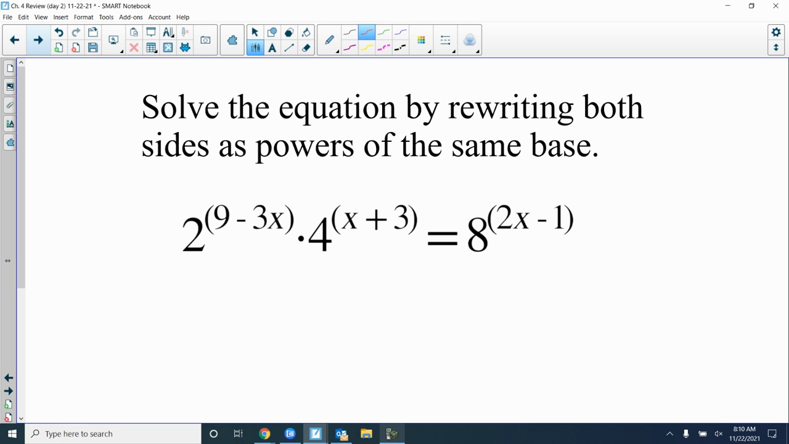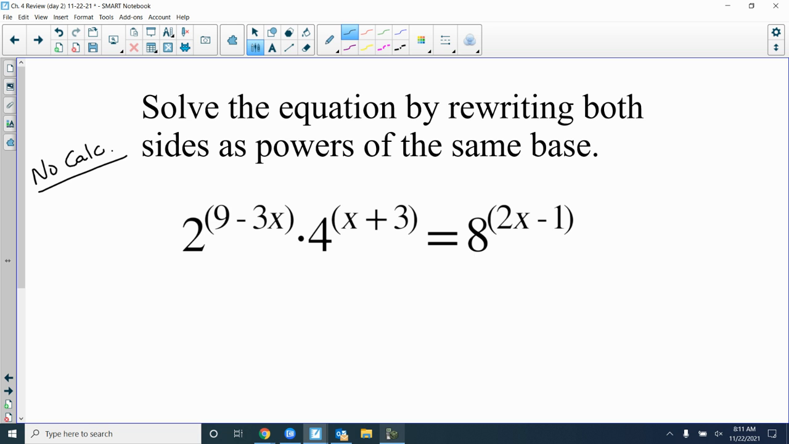All right, this is the one, no calculator. Solve the equation by rewriting both sides as powers of the same base. Okay, so I'll give you those directions. Two to the 9 minus 3x times 4 to the x plus 3 equals 8 to the 2x minus 1.